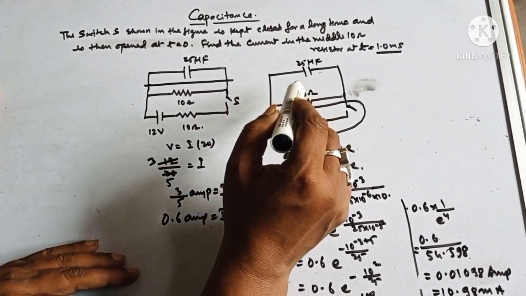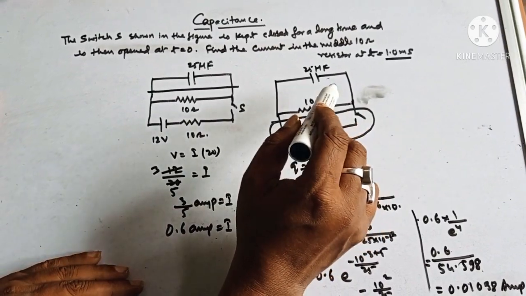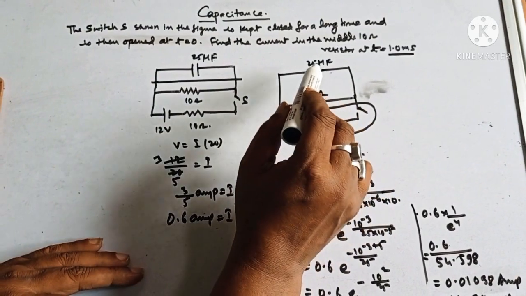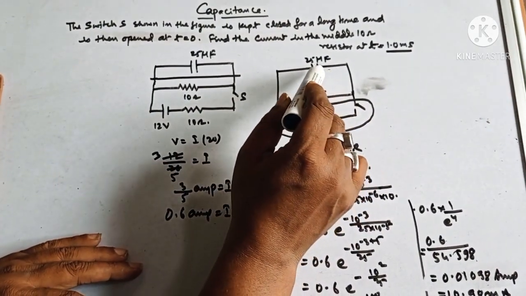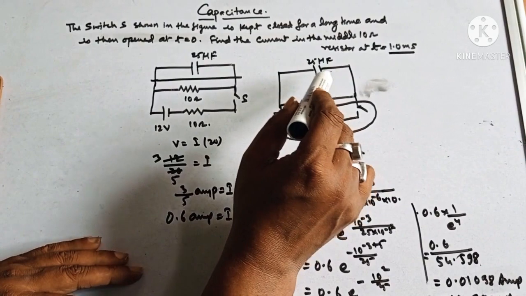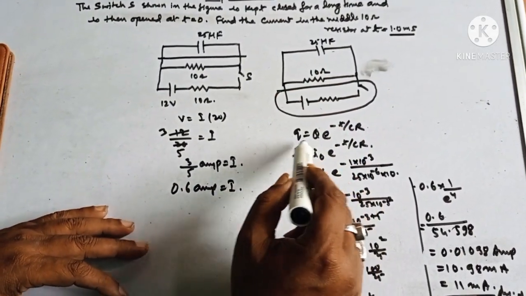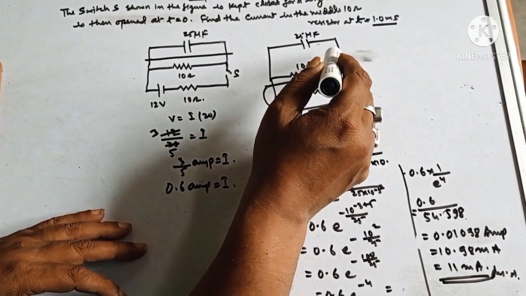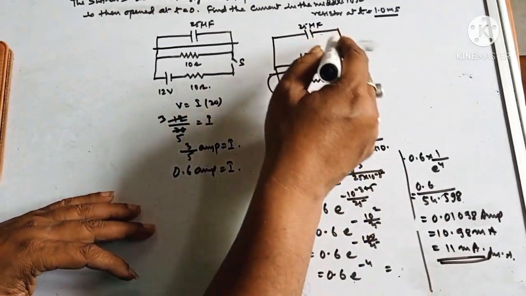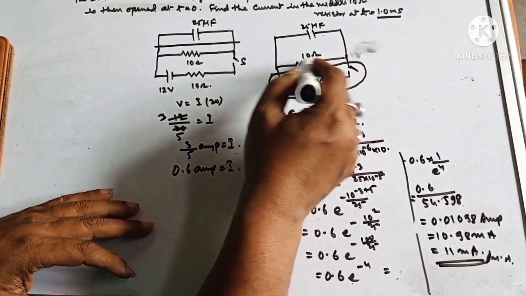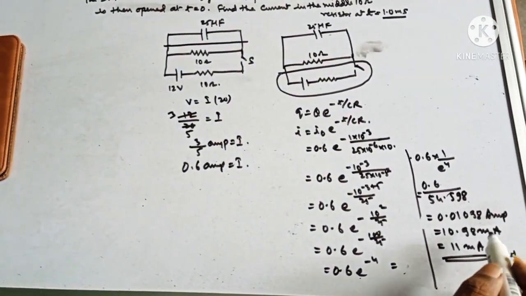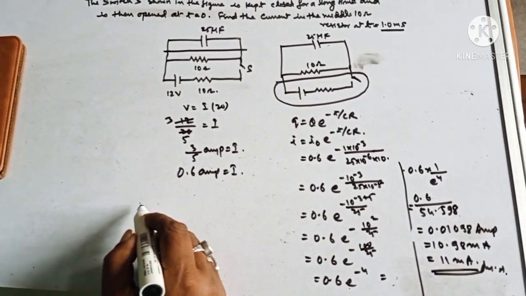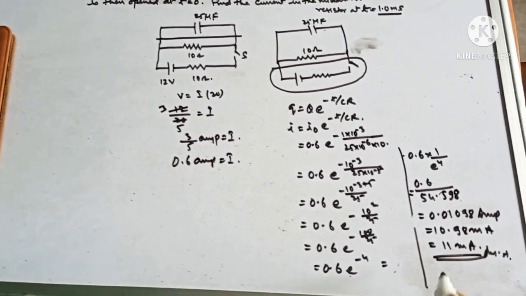Flowing through this circuit. Now when it is switched off, there is no current flow in this circuit, and the capacitance starts to discharge. And this is the formula. From there we find that 11 milliampere current is flowing through this circuit. So this is your answer. Because 1 ampere is equal to 1000 milliampere, this is your answer.